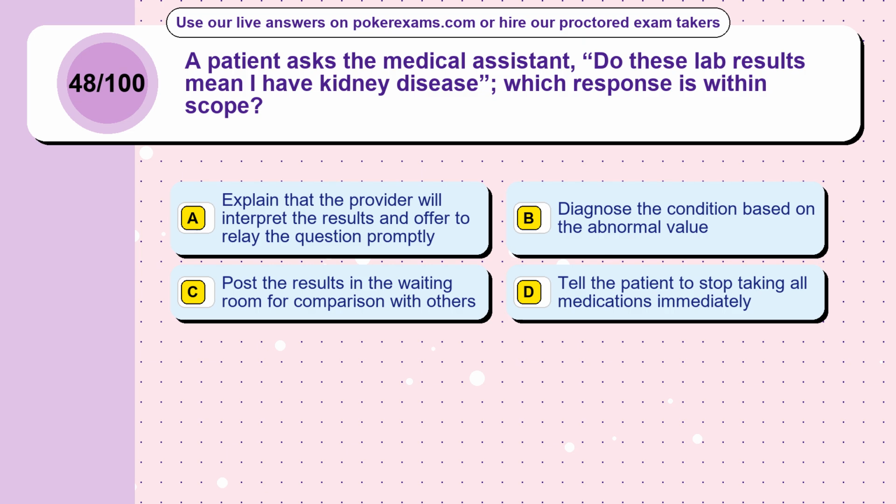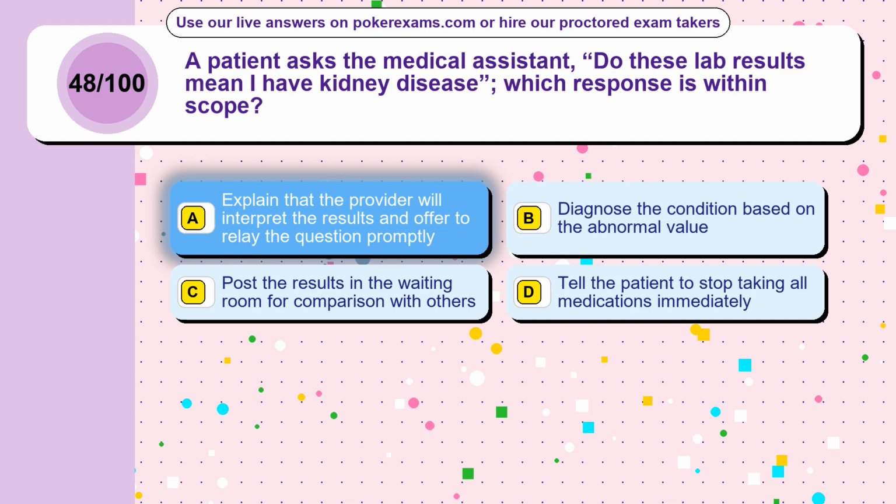Option A. Explain that the provider will interpret the results and offer to relay the question promptly. Option B. Diagnose the condition based on the abnormal value. Option C. Post the results in the waiting room for comparison with others. Option D. Tell the patient to stop taking all medications immediately. The correct answer is option A.